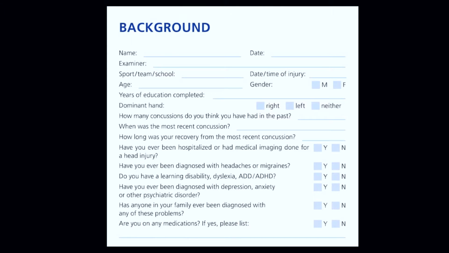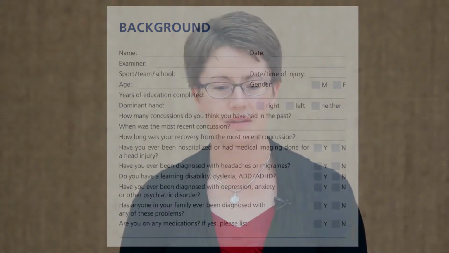The second page begins with a limited, pertinent health history. This includes components such as previous concussions, headaches, learning disabilities, ADHD, anxiety, depression, and any medications that the athlete may be on. Athletes who have had a previous concussion are at greater risk for an additional concussion and will likely have a more prolonged recovery the second time.